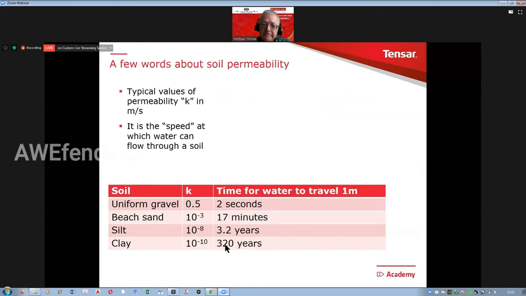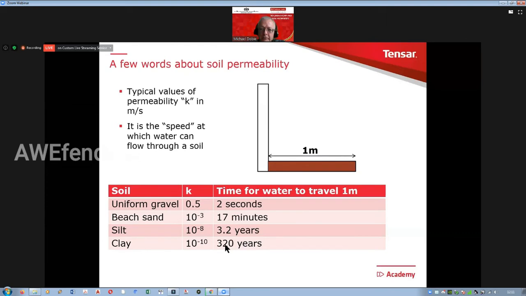So take that away. Basically, it's the time for water to travel 1 meter through the soil, but under certain conditions. If I take a tube of the soil, 1 meter long, and I place another tube full of water at one end of it, so the water can travel through the horizontal tube and drop out at the end, then the numbers there, those times, 2 seconds, 17 minutes, and so on, that's how long it would take. And you can see that in the case of a clay, it's over 300 years to travel through that sample.